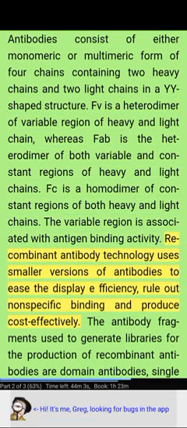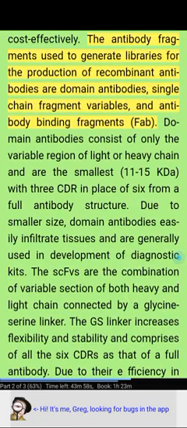Recombinant antibody technology uses smaller versions of antibodies to ease display efficiency, rule out non-specific binding, and produce cost effectively. The antibody fragments used to generate libraries for the production of recombinant antibodies are domain antibodies, single chain fragment variables, and antibody binding fragments, Fab.